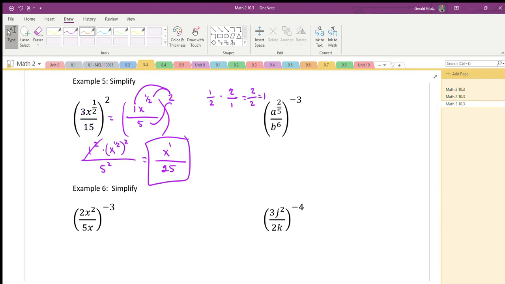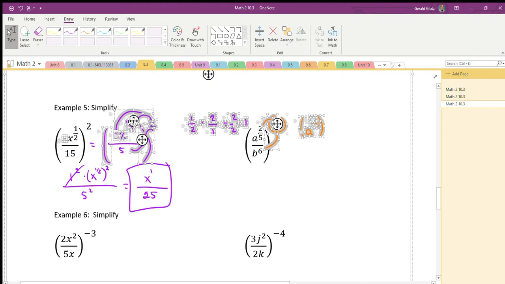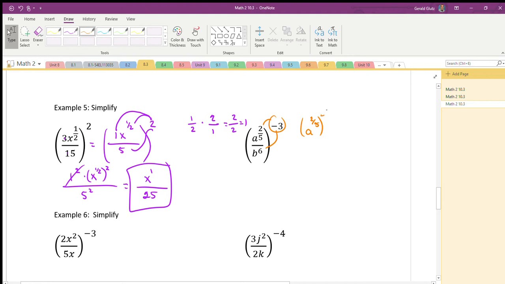All right, so the next one. There's no numbers to simplify, so I'm going to go straight into the exponent. So every term inside of the parentheses gets the exponent. So I'll have a to the 2/5 to the -3, b to the 6th to the -3.